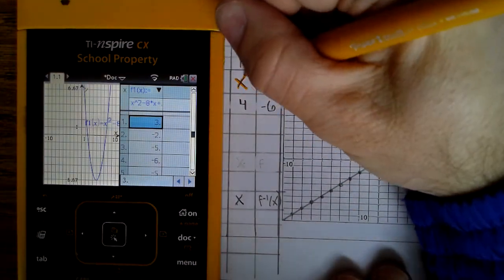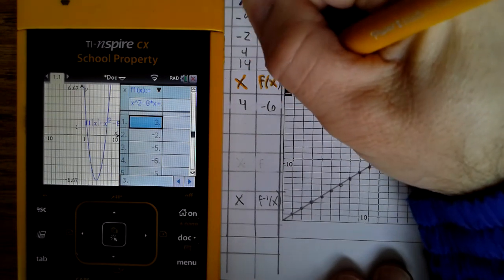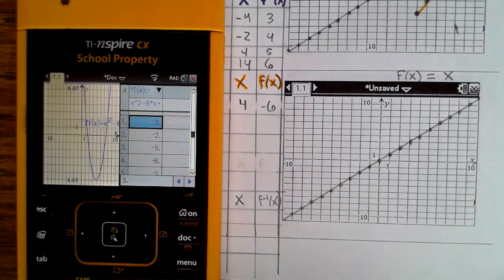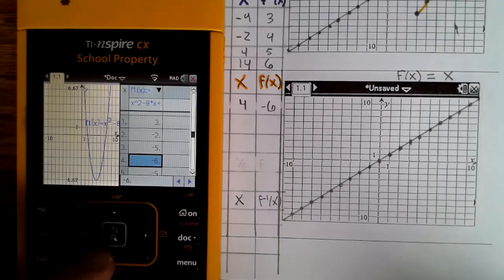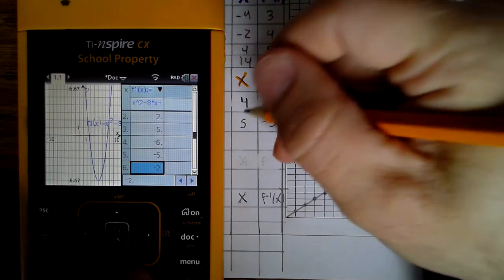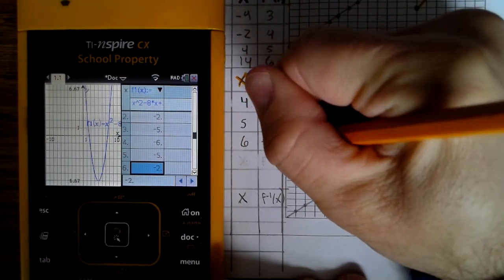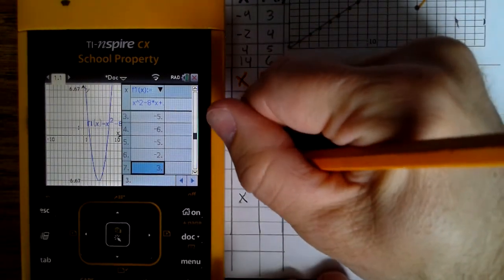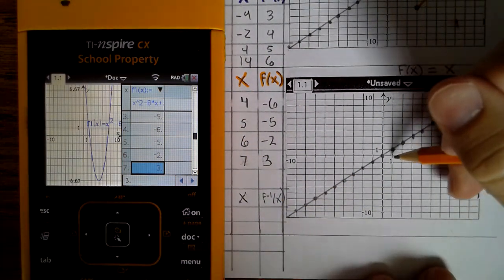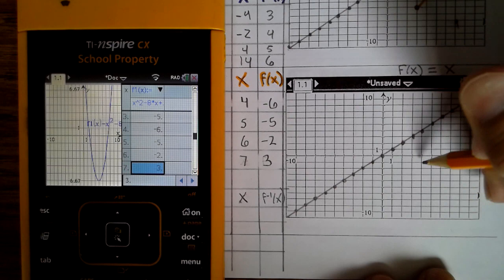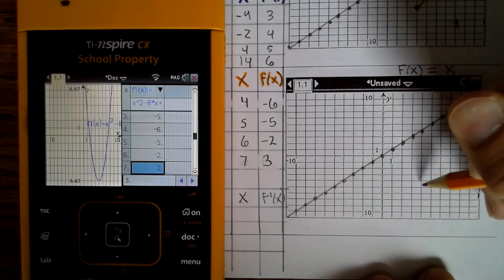And then our next point is 5, negative 5. And then 6, negative 2, 7, 3. Okay, so let's graph those points. So 4, negative 6, 5, negative 5, 6, negative 2, and 7, 3.